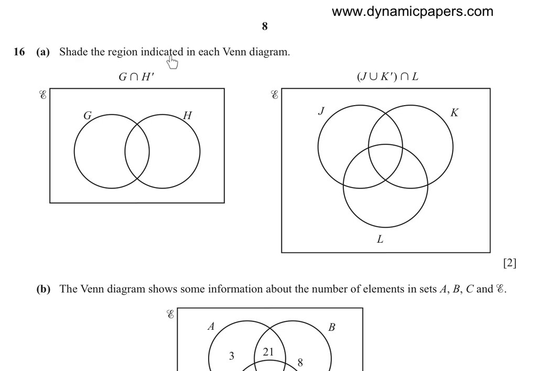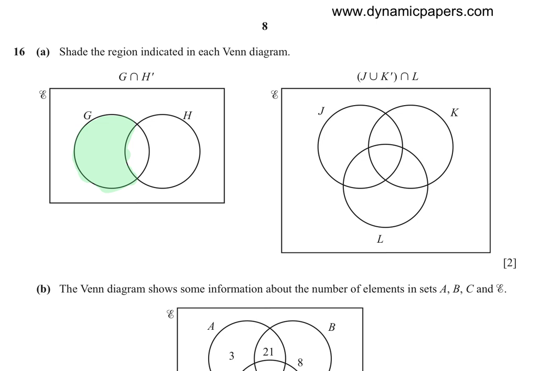Number 16, 16A. Shade the region indicated in each Venn diagram. G intersect not H. Not H means all the region around H. This region intersect G, at what? At that part only. So we can shade this part. This is not H intersect G.